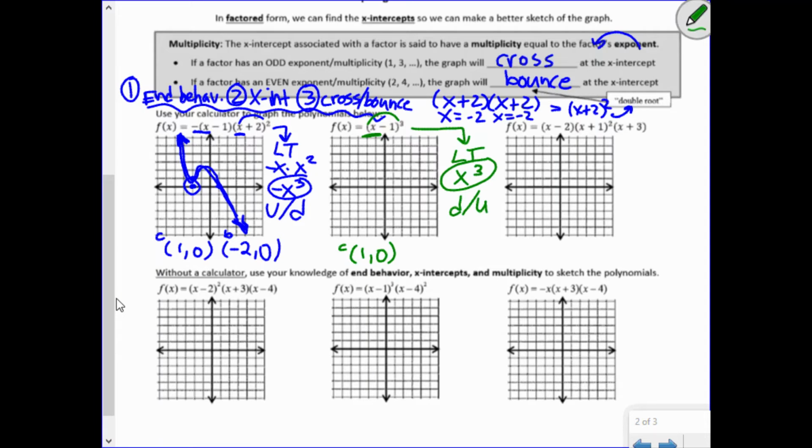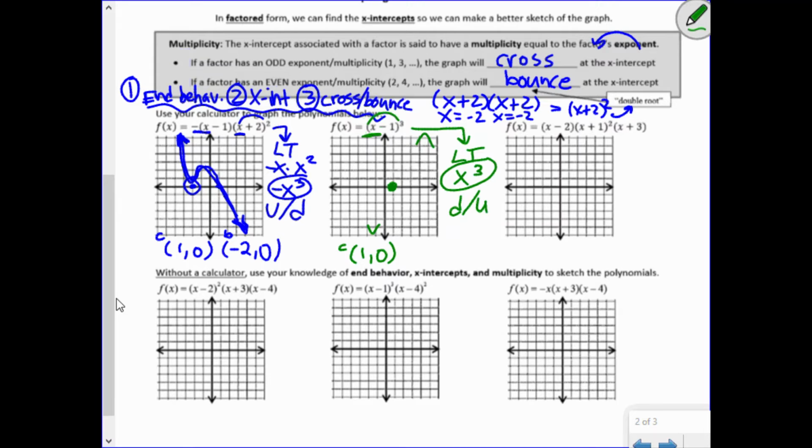This power is odd. So if your exponent for the factor is either 1 or 3, odd, they're going to be crossing. So 2, bouncing. Okay. Alright, so I'm going to graph my x-intercepts right here. And I'm going to graph my end behavior: down, up.